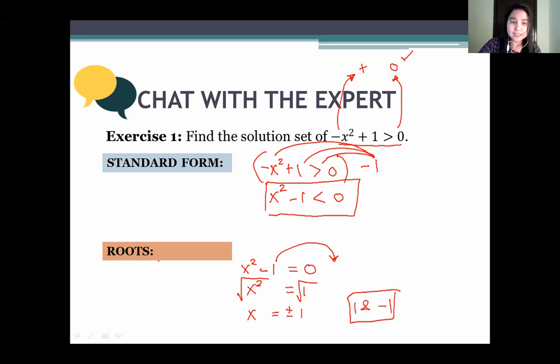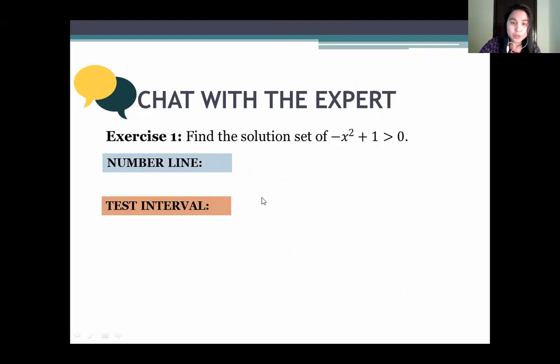Now, what do we do next? In the next step, we will have the number line. Remember, our roots are 1 and -1. So we draw the number line: -1, 0, and 1. Why did I draw open circles? Because this is a greater than. Remember, in greater than, the circles will be open.